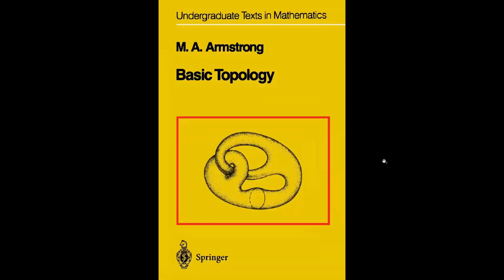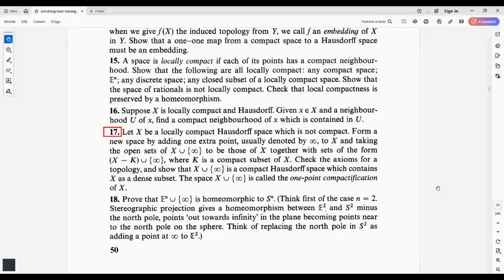Hi, questions in topology. In this textbook, problem 17 in chapter 3: let X be a locally compact Hausdorff space, which is not compact. Form a new space by adding one extra point, usually denoted by infinity, to X, and taking the open sets of this new space to be those of X, together with sets of the form X minus K union the infinity, where K is a compact subset of X.